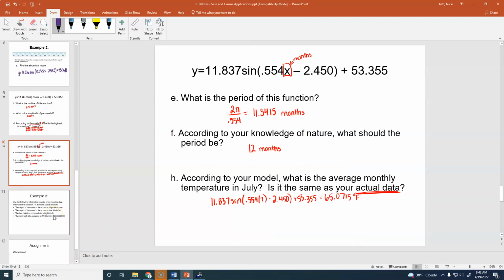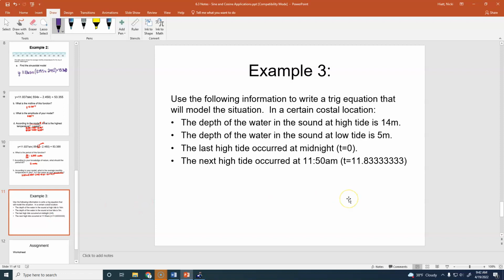All right, we got one more to do. Maybe we'll have time to do a few problems for your homework. So, this one gives us information, and we're supposed to write a trig equation that will model the situation.